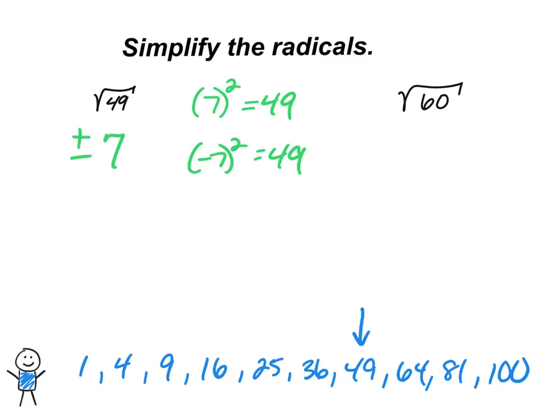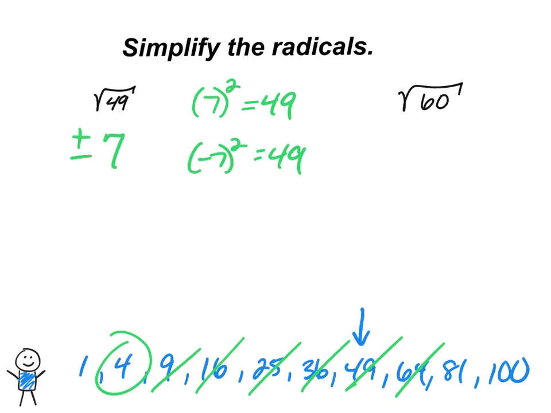The example over here to the right says square root of 60. Now, if you tried to type that in your calculator, it would give you a decimal number. So we're going to try to break 60 down and see if there are any perfect square factors in there. What I like to do is use division. Think about the biggest perfect square that can go into 60. Well, you know 64 is too big. 49 doesn't go into it evenly. 36 doesn't. 25 doesn't. 16 doesn't. 9 doesn't. 4 does go into 60.